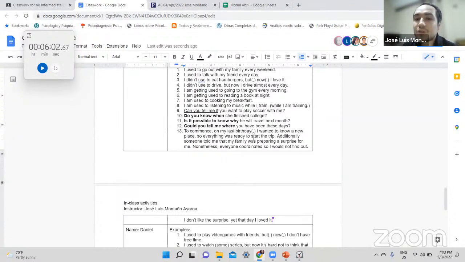So everything was ready to start the trip. Okay, everything was singular, so it's working very good. Additionally, right, remember, this is not optional, all right? I'm writing in parentheses, Larissa, because I'm adding that one, but this is obligatory, all right? Additionally is a transition word. Okay, additionally, as a result, consequently, first of all, okay, all of those are transition words and phrases. And the rule is that after all transition words and phrases, you have to use a comma. Okay, additionally, comma, someone told me that my family was preparing a surprise for me.